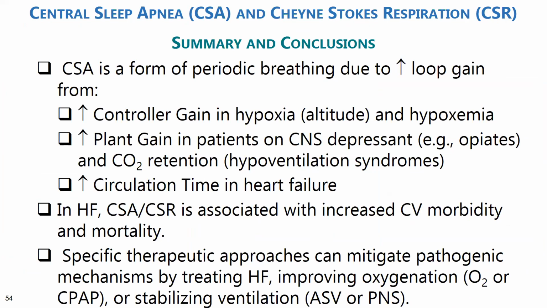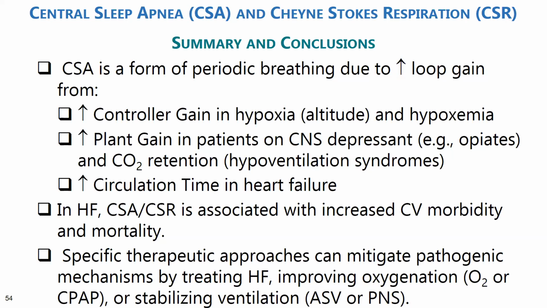So what I'd like to do is really just summarize and conclude that central sleep apnea is a form of periodic breathing that can be attributed to increases in loop gain. But we know that there are three main causes for increased loop gain. Controller gain is often the result of ambient hypoxia or hypoxemia in patients with underlying cardiopulmonary disease. Increases in plant gain often occur in patients who are on CNS ventilatory depressants, or in those who have hypoventilation syndromes, in whom the eupneic point is shifted over on the isometabolic curve to the right and leads to really a marked increase in plant gain and brings us precariously close to the apneic threshold.